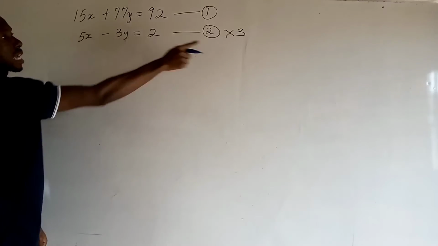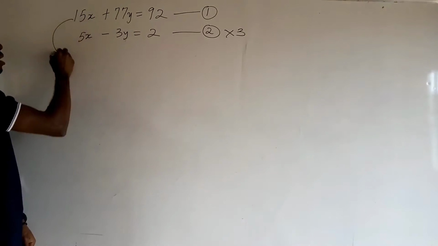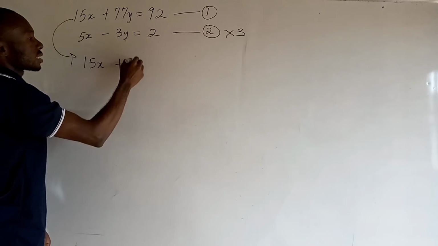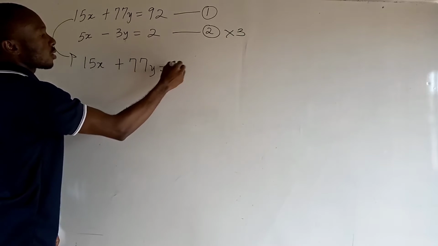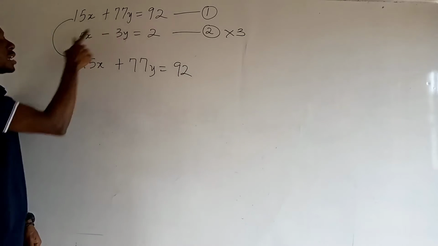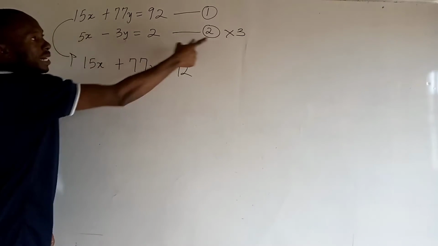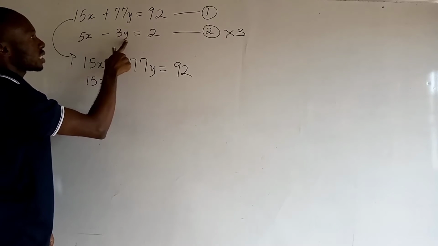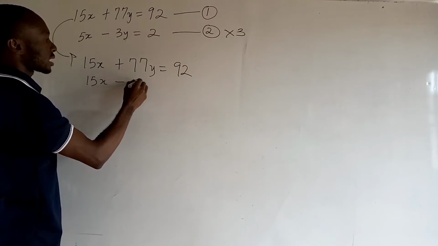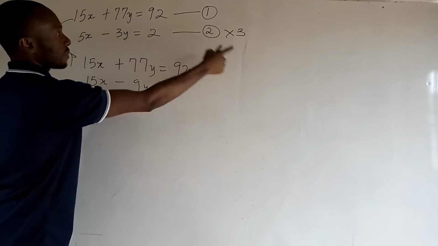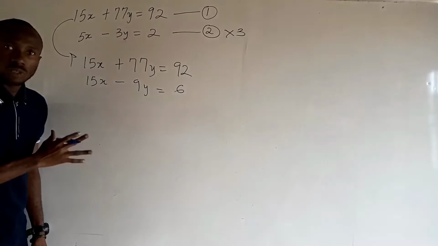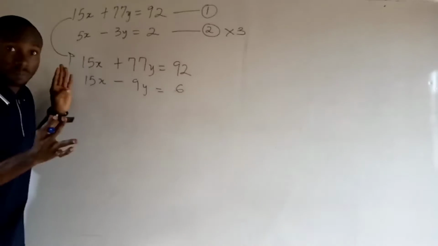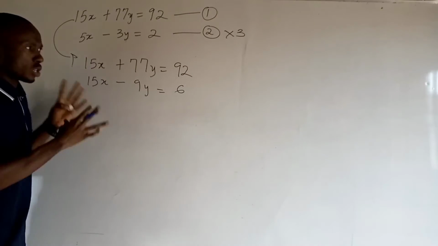So 5x times 3 gives 15x. Let's put down the first one: 15x plus 77y is equal to 92. Then the other equation, I multiply by 3. 5x times 3 gives 15x, minus 3y times 3 gives minus 9y, and 2 times 3 gives 6. You see the quantity of x in these two equations is the same. We are good to go.